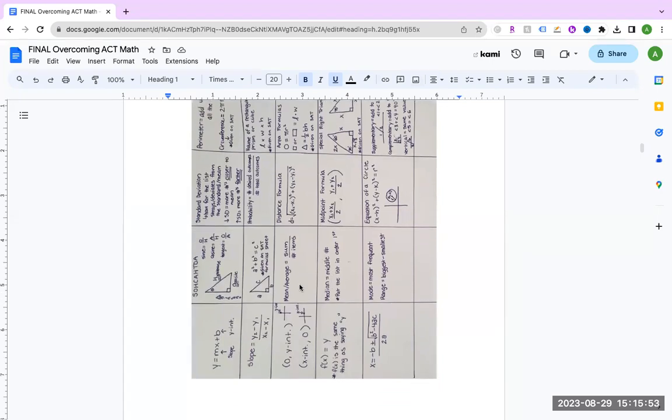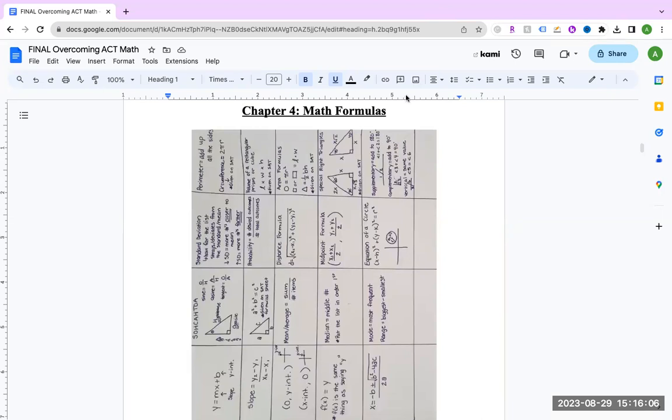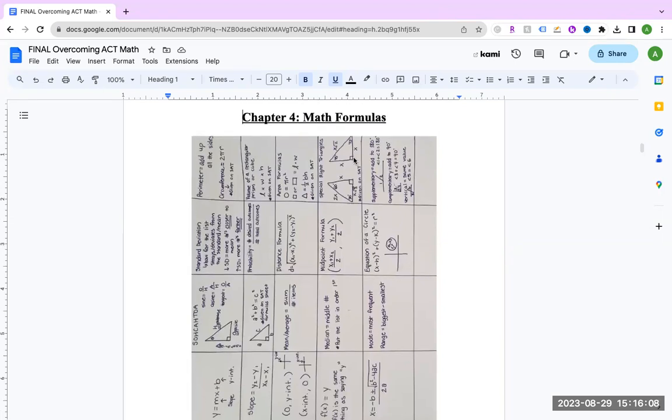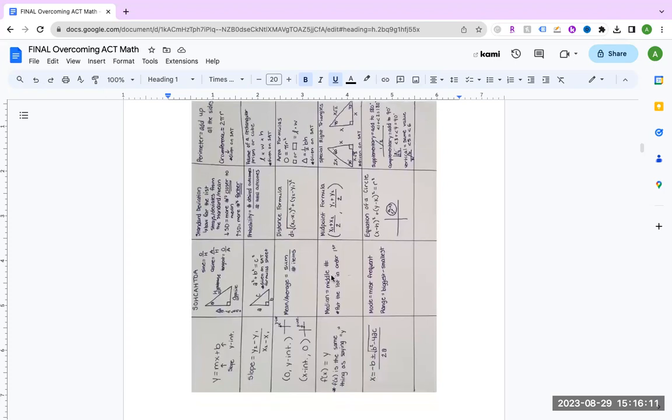But what I tried to do when I was recording the other chapter videos is, for instance, if I did the lines chapter, I would have reminded you of these formulas right here, and told you what they mean before you started the lines chapter, because you need those for that chapter. So I'm not going to go in depth into each of the formulas right now. I'm just going to tell you that this is the page that you want to focus on most.